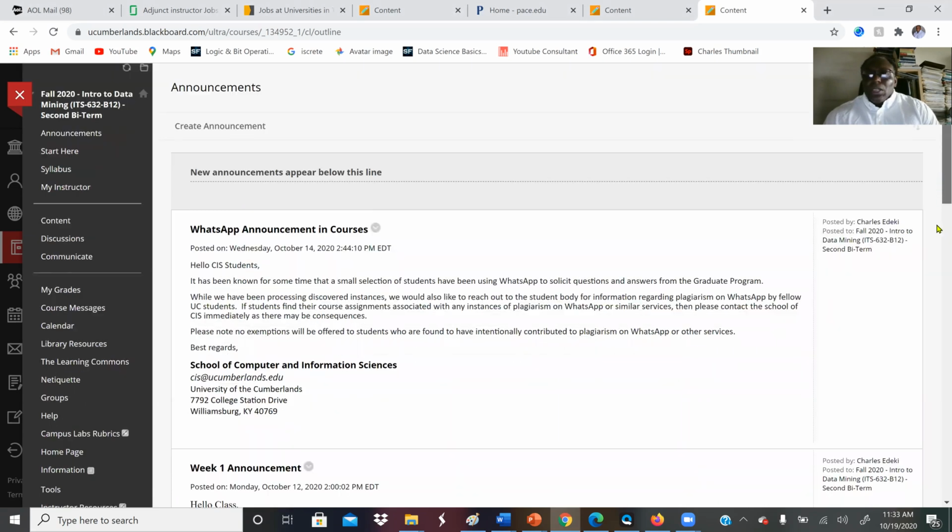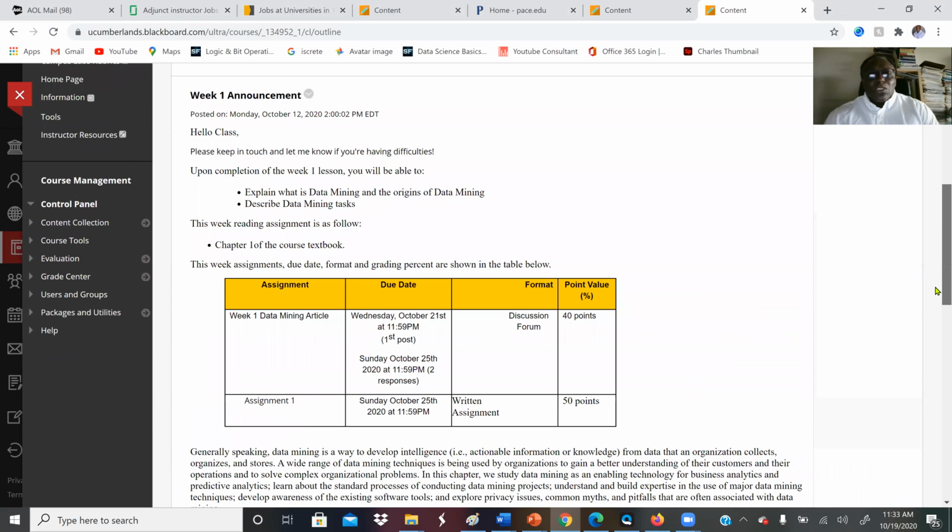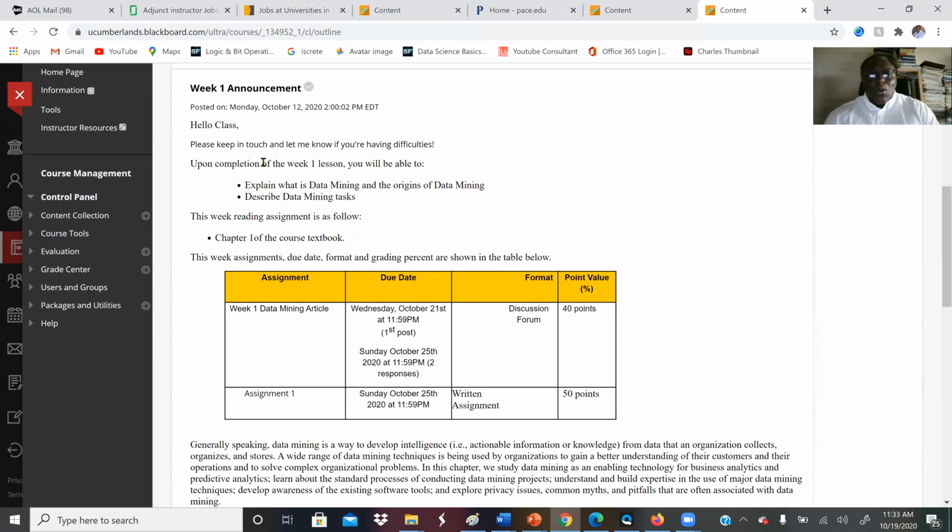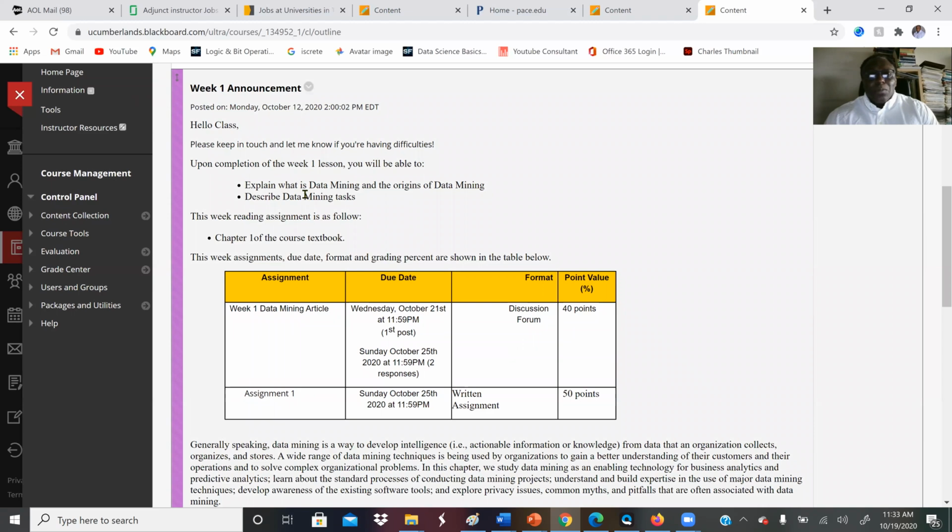Also in the announcement, I have the week 1 announcement here. Mostly in the announcement, you will see our main objective. The format will be the same each week: the objective, what we are going to learn in that week, the reading assignment, what we will go through, and also the assignment. For example, in week 1, we are going to go through chapter 1 of the course textbook. I'll go through the syllabus in a minute, where I'll discuss the course textbook.